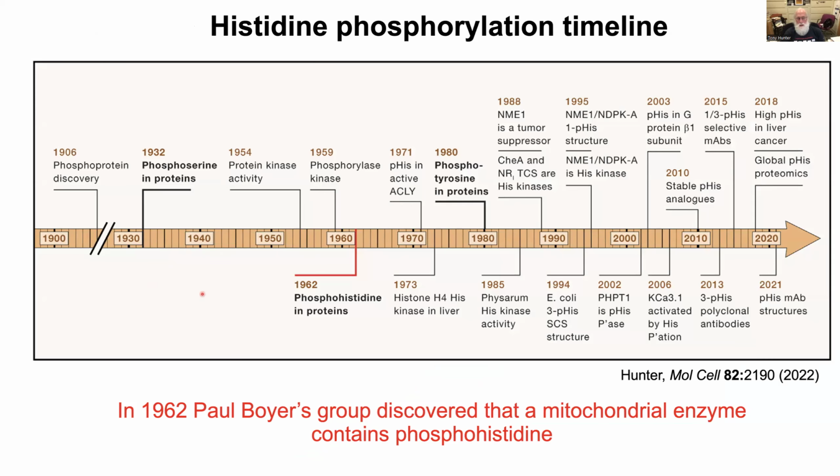Histidine phosphorylation was discovered over 60 years ago now by Paul Boyer's group in 1962, who demonstrated that there's a mitochondrial enzyme that contains phosphohistidine that is used as an enzyme intermediate. And you can see over the years there have been many advances in our understanding of histidine phosphorylation, including target proteins, other enzymes that use phosphohistidine as intermediates, discovery of histidine kinases and phosphatases, and some examples where histidine phosphorylation regulates protein activity. And most recently, efforts to define the global phosphohistidine proteome.